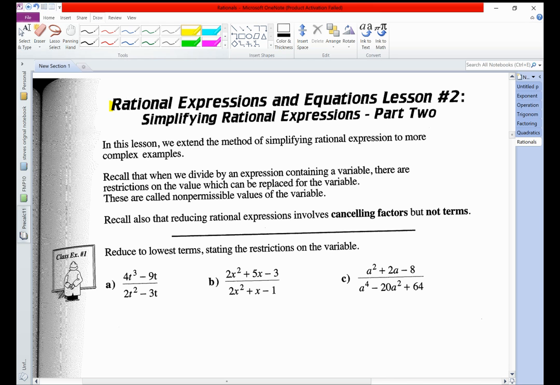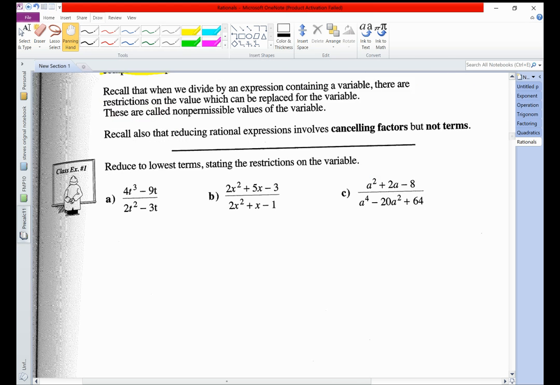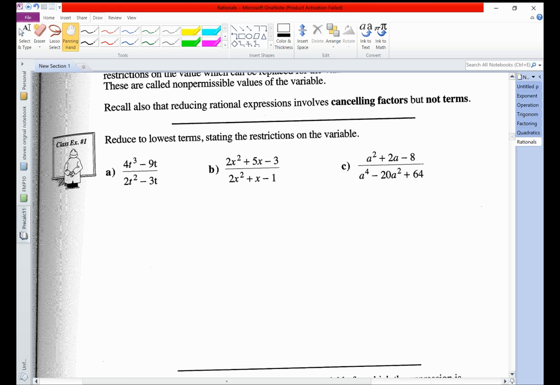Hello, everyone, and welcome to Rational Expressions and Equations lesson number 2. So we are just going to continue on with simplifying these expressions. And in part 2, we're just looking at more complex examples. So I'm not going to do all of them. I'll try to do enough that I cover everything. But we'll start with the first 3 here, and then we'll go from there.